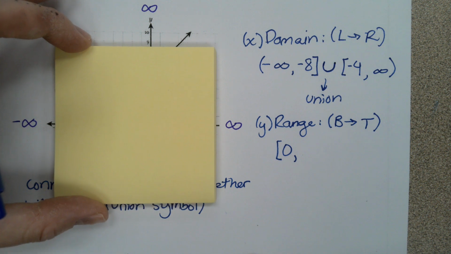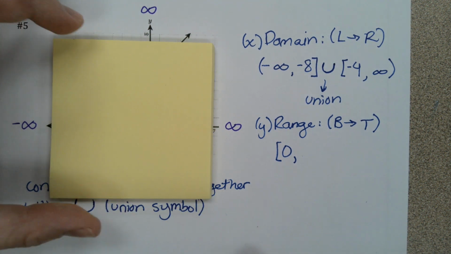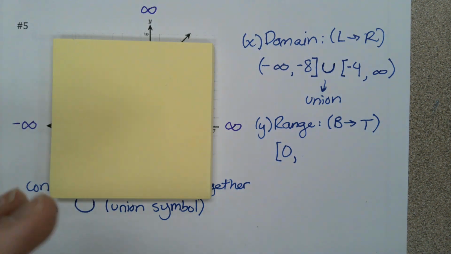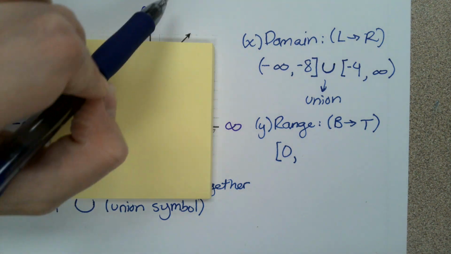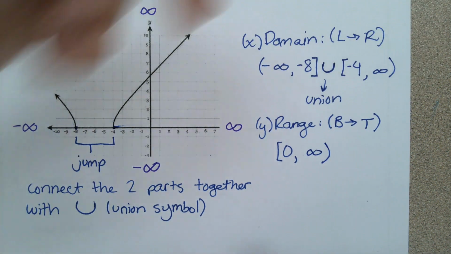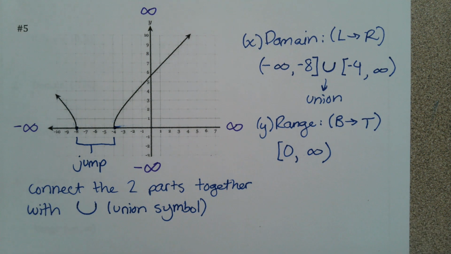This one keeps going up. It is solid, just like it should be. It continues, and we hit an arrow. This is going up, and when we go up, we are going towards infinity. So it's just going to keep going. 0 to infinity, and infinity always has that parenthesis.